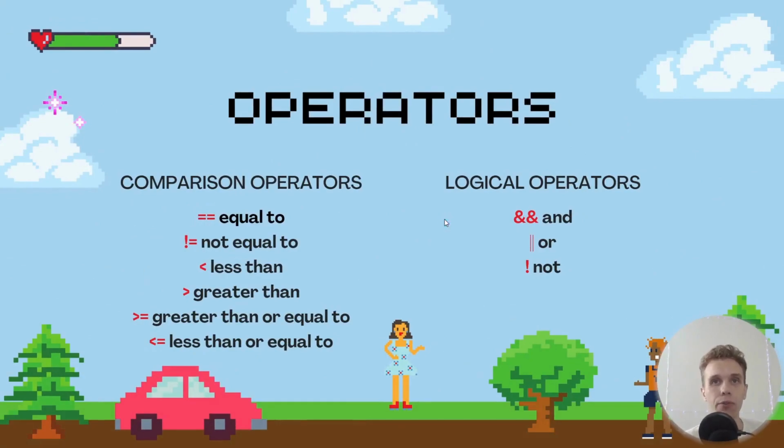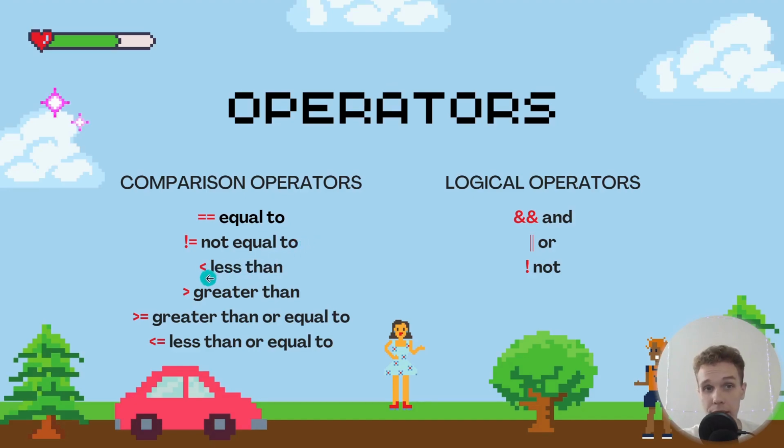When checking for certain conditions, we use different operators. We can use comparison operators and logical operators. You've already seen the equal to operator, and in this case, it's 2 equal signs because 1 equal sign means assignment of a variable. That's why we use 2 equal signs if we want to check if something equals something. The exclamation mark with equal sign means not equal to. So if we want to check that something is not equal to something, then we can use this operator.